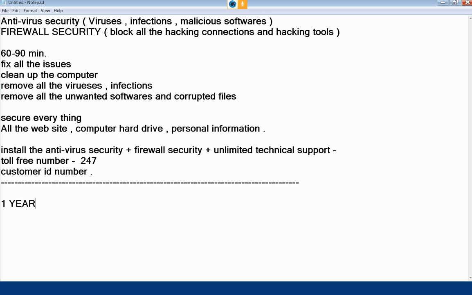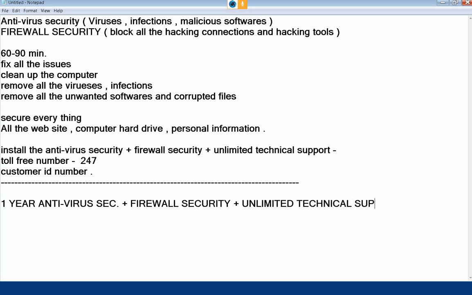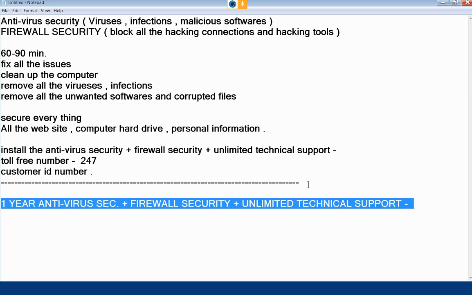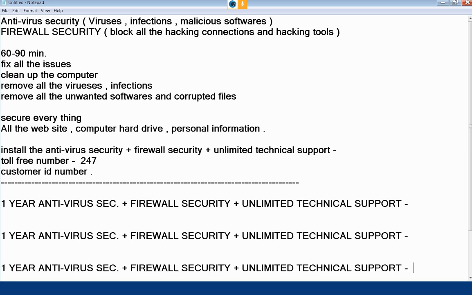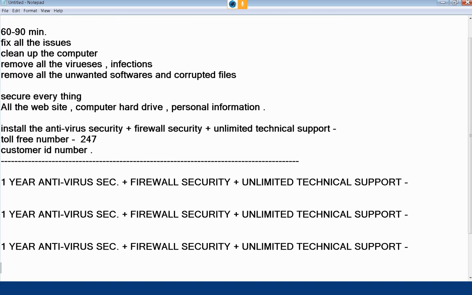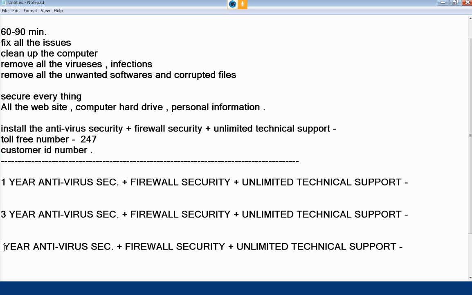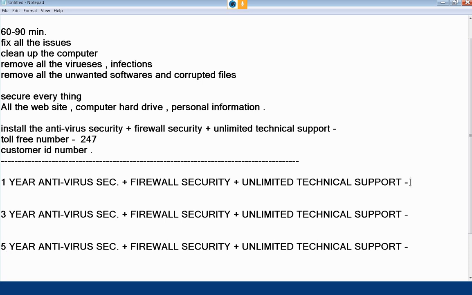Okay. So let's start with 1 year. It's starting with 1 year of antivirus security plus firewall security. This is very much important. Plus unlimited technical support. Got it? Yeah. Which means for 1 year your computer is protected, your network is protected, and you have support so that in future if you have any problem, you can get in touch with us and we are there for you. So it comes with 1 year, then 3 year, and then 5 year. Okay? Yeah, I'll go with the 1 year.